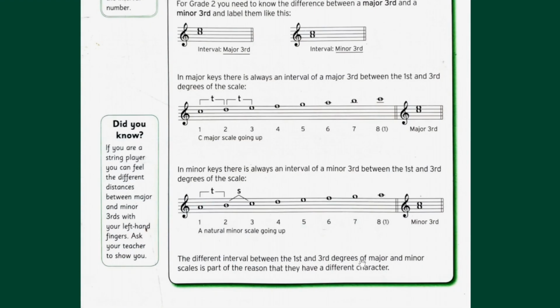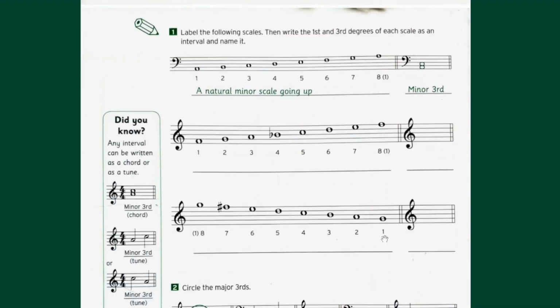So let's take a look at a major scale. For example, we have the interval of thirds between the first and the third degree will always be a major third in a major scale. And in a minor scale, the first and the third degrees will always be a minor third apart. Take this for an example. In the C major scale, C to E, we have 4 semitones apart. And in the minor scale, which is A natural minor scale, from A to C, we have 3 semitones apart from each other. So let's take a look at your exercise.